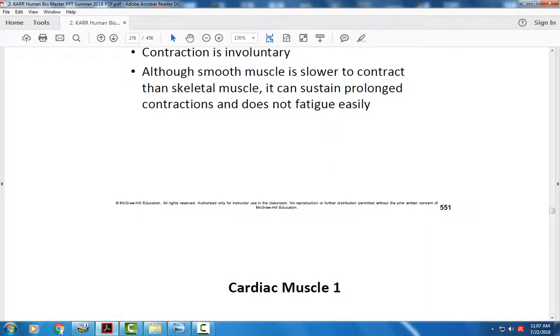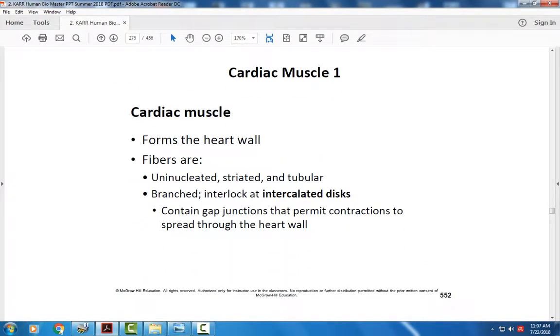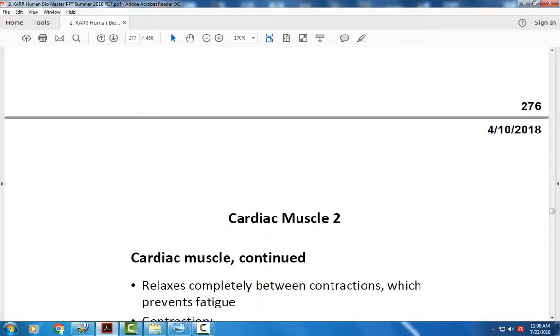So cardiac muscle, we already talked about those intercalated discs. They interlock those cells together, and they also have those special doorways. They're called gap junctions that allow the ions to spread from cell to cell, like sodium, potassium, calcium, and that allows that contraction to go from cell to cell to cell very quickly, so the heart contracts as a unit, the ventricles together, the atria together.